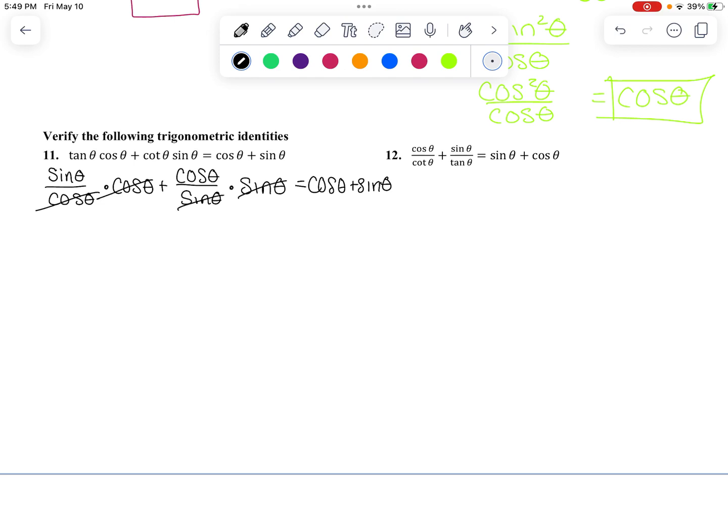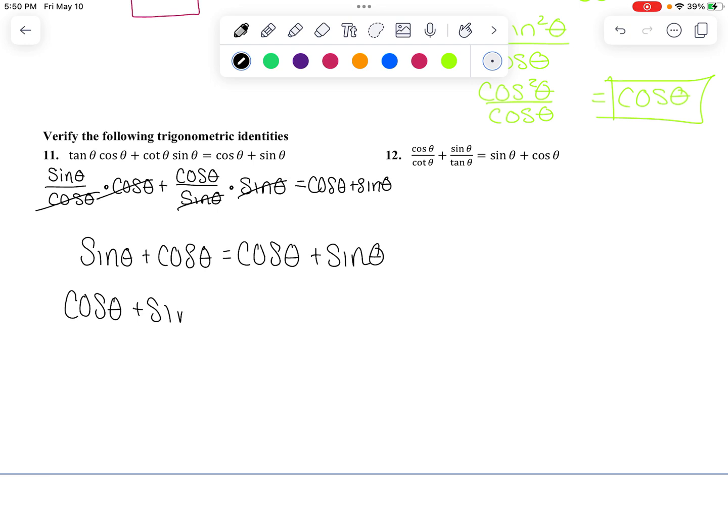Ooh, I'm multiplying fractions. Death to the cosines, death to the sines. Sine theta plus cosine theta equals cosine theta plus sine theta. Now, remember, both sides have to be the exact same, so I need to reverse one of these sides. It doesn't matter which one. Just make them the same.